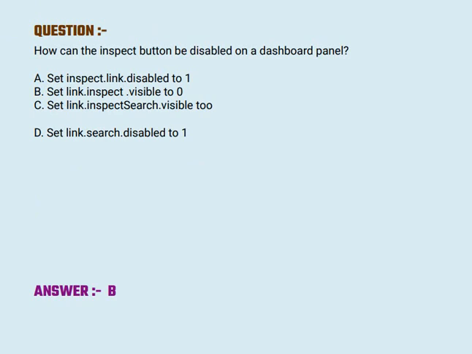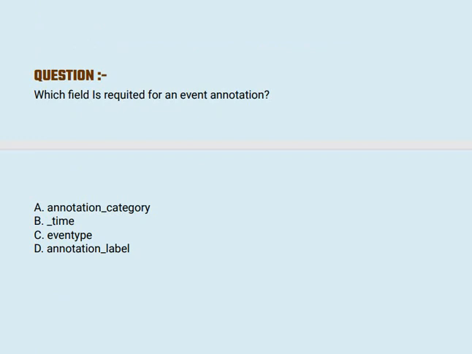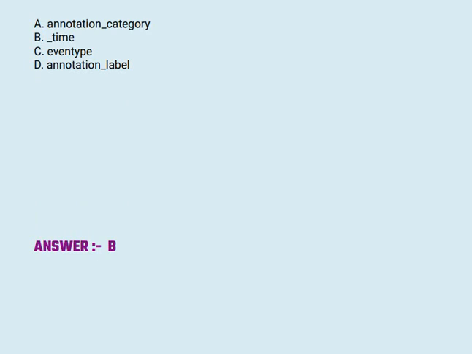Next question is, which field is required for an event annotation? Option A. Annotation category. Option B. Time. Option C. Event time. And option D. Annotation label. The correct answer is option B. Thank you.